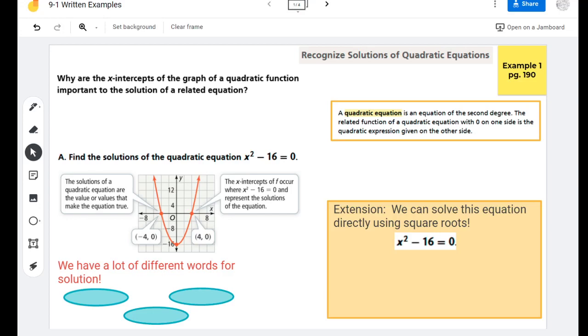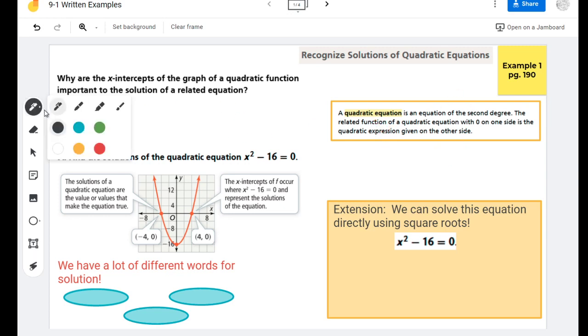In today's video, I'm covering example 1 from lesson 9-1 in the SavvasRealize Algebra 1 textbook. The goal of today's video is to recognize solutions of quadratic equations. So remember, a quadratic equation is an equation that has degree 2. So it's something with an x squared in there. And usually when we set the quadratic equation equal to 0, we're trying to figure out some kind of solution there.